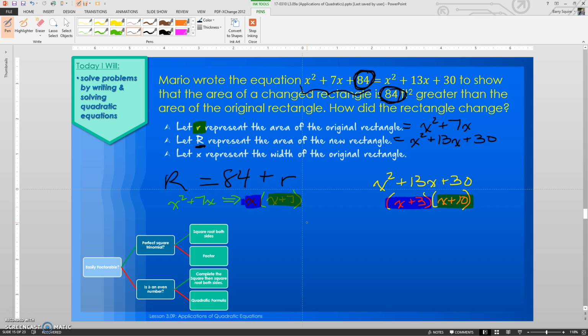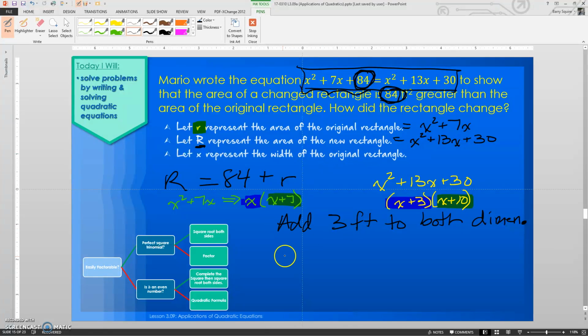Now, we could try this out and see if that really works, but one thing is we need to know what x is. We need to know what the width of the original rectangle was. So we don't need to do this to answer the question. We've already answered the question. The answer to the question is add 3 feet to both dimensions. But if we just want to verify that, we have to figure out what this x is. And the way we're going to do that is we're going to take this equation that Mario wrote, and we're going to solve it.